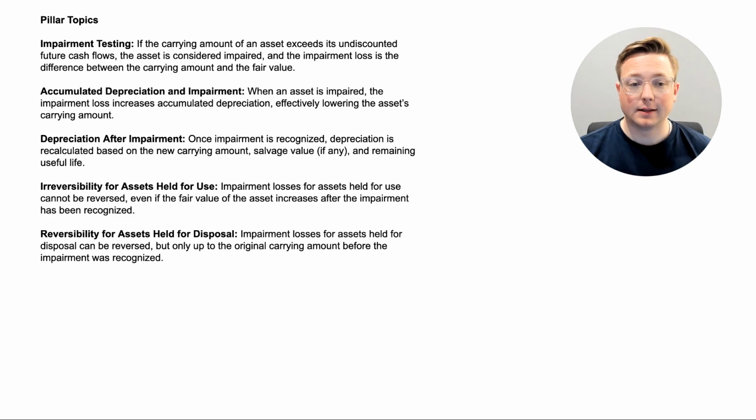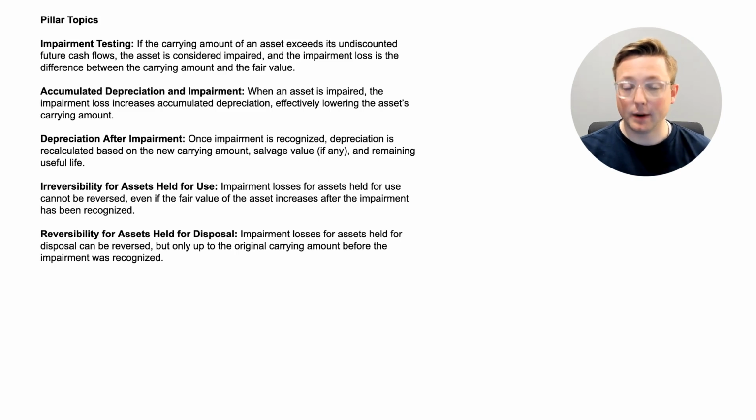All right, here we are at the pillar topics. Let's just go through these. Again, these are kind of a summary of what we learned from the questions. First of all, for impairment testing, if the carrying amount of an asset exceeds its undiscounted future cash flows, so again, you're only comparing it to the undiscounted cash flows, the asset is considered impaired, and the impairment loss is the difference between the carrying amount and the fair value, and you'll most likely be given the fair value. So that's how you calculate the impairment loss.